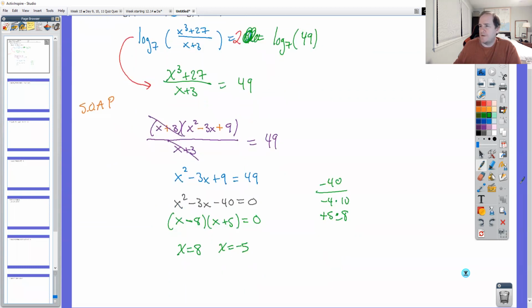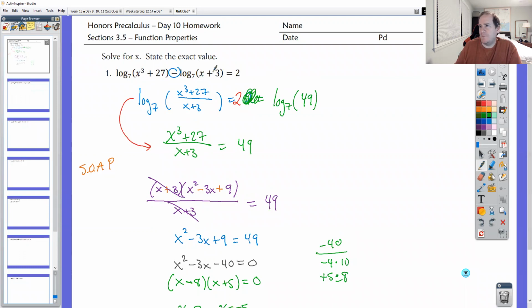Another thing to be aware of is we just canceled out an x plus 3. So if we happen to get a -3 presented to us, that would be extraneous as well, because, you know, it got canceled out. So the -5 is suspect.